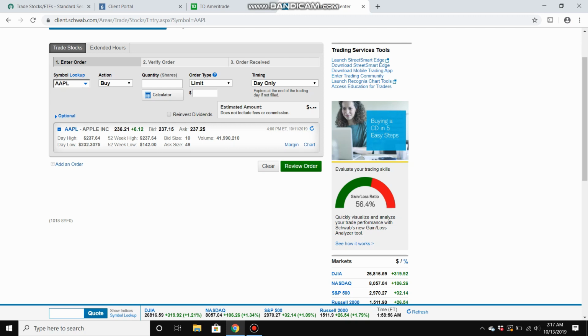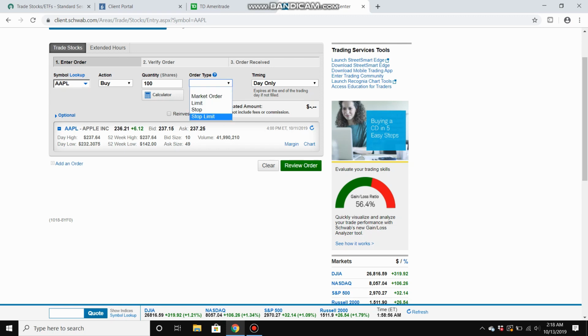Quantity is how many shares you want. You can buy one, you can buy however many Apple shares are available, and that's called shares outstanding. And then you have order type. You got market order, limit order, stop limit. We talked about this before in another video, but the go-to is usually limit because you want to pay exactly what the price is.